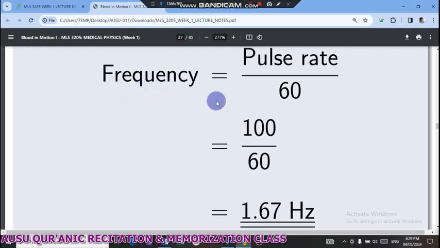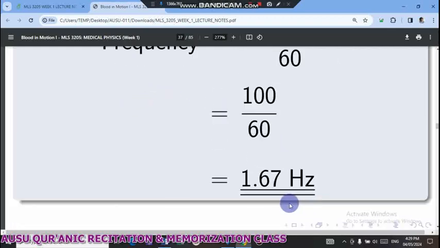The unit for frequency is hertz. This means in 1 second it beats nearly twice, because you can round this up to 2. It's not up to 2, but we will say nearly twice. It's more than once in 1 second.